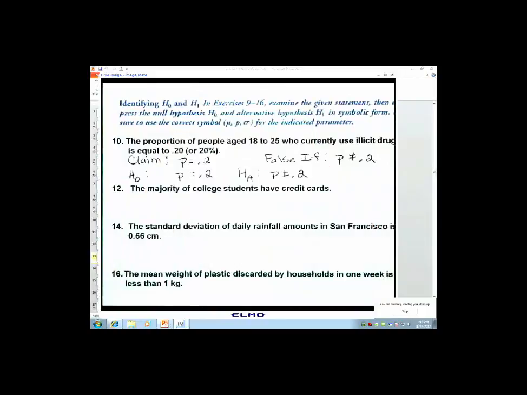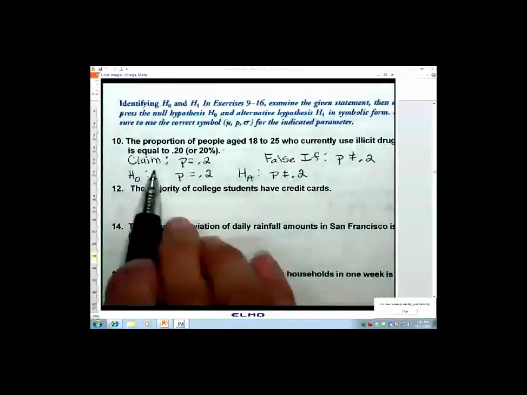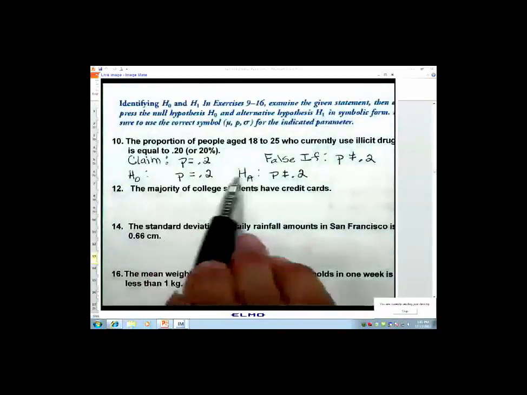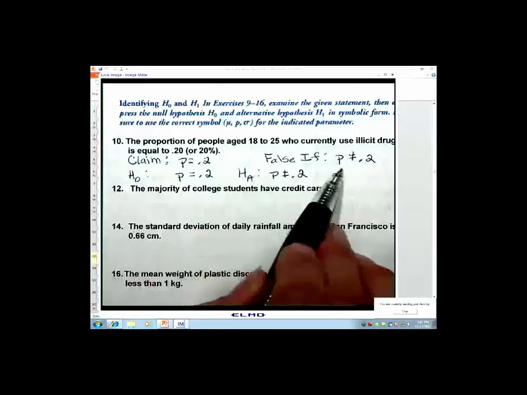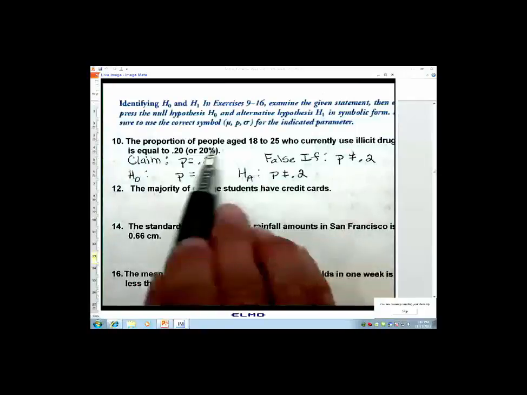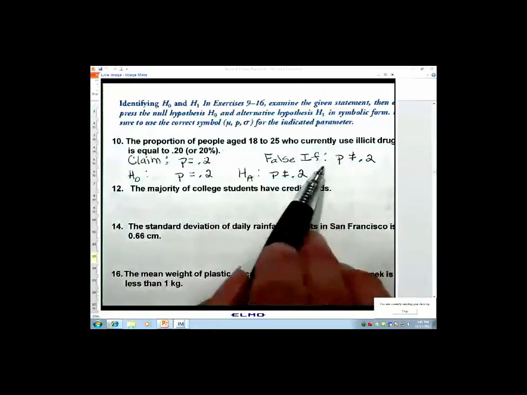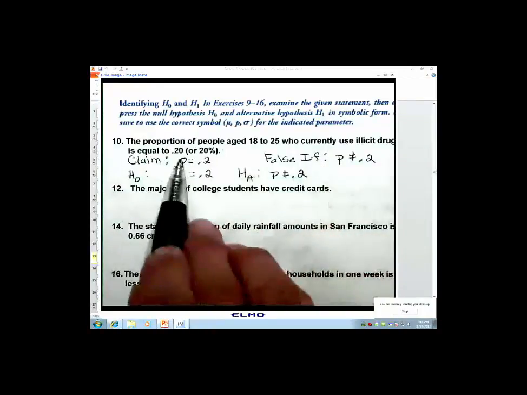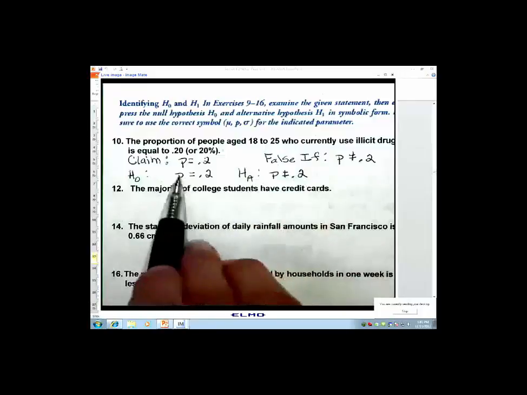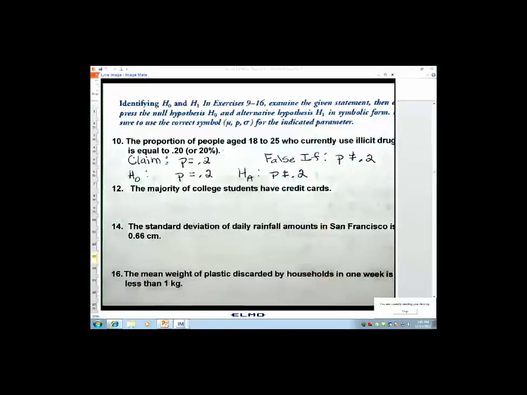Now, in this problem, it turns out that the claim is the same as the null, and the alternative is the same as its complement. That's not always true. If it was always true, then we wouldn't write down this middle step. But that's not always true, so it's very important to write down the claim and its complement before you try to identify your hypotheses. Number 12, the majority of college students have credit cards.